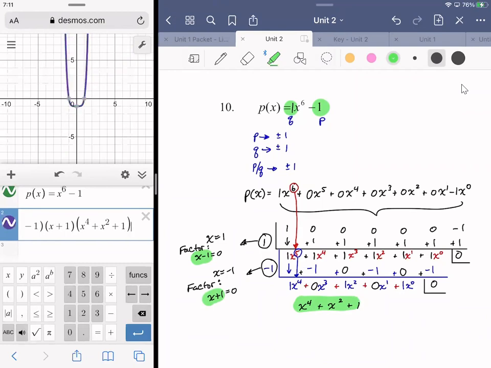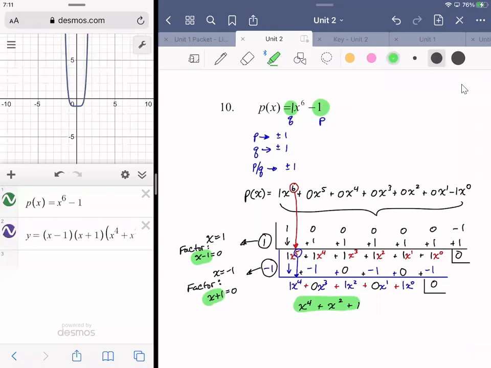Plus 1. I was like, I did it wrong. No, I did something wrong. It just wasn't what I thought. All right. So we're looking at the same graph, which means what I'm dealing with is equivalent.